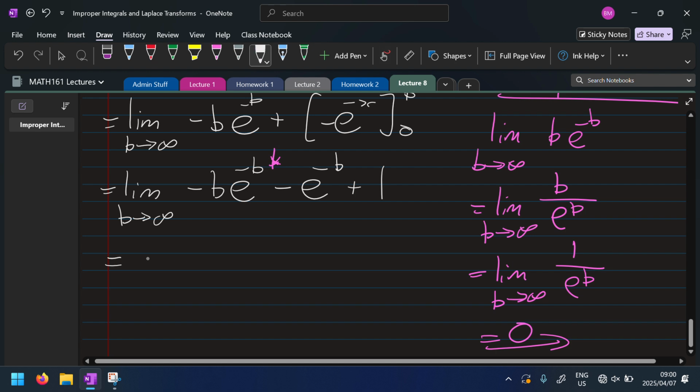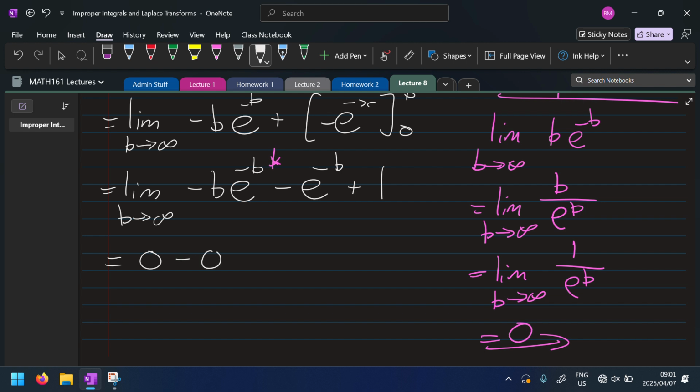So all the stuff in pink is for that first bit there. This is going to be equal to 0 because of the L'Hopital's rule we did on the side, minus another 0 from the exponential, plus 1. There we get 1.